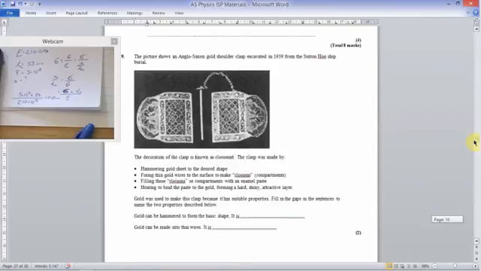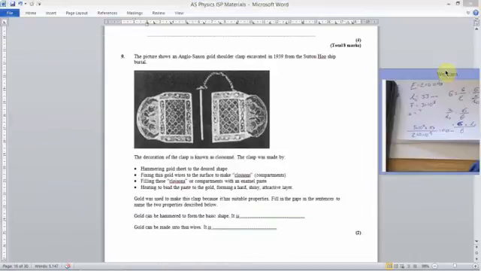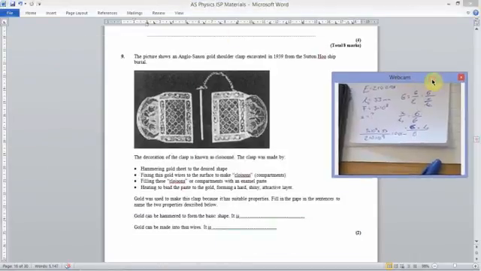Right, question 9. Let's move this out of the way. It's asking about an Anglo-Saxon gold shoulder strap that's been excavated. There's a description of the clasp. It's made by hammering gold, fixing thin gold wires to make cloisons, which are like compartments. It's heating to bind the paste to gold, forming a hard, shiny, attractive layer. Gold was used to make the clasp because it has suitable properties. Fill in the gaps below to name the 2 properties described below.